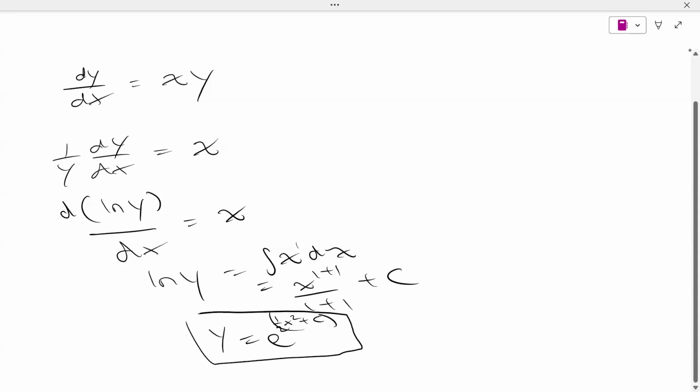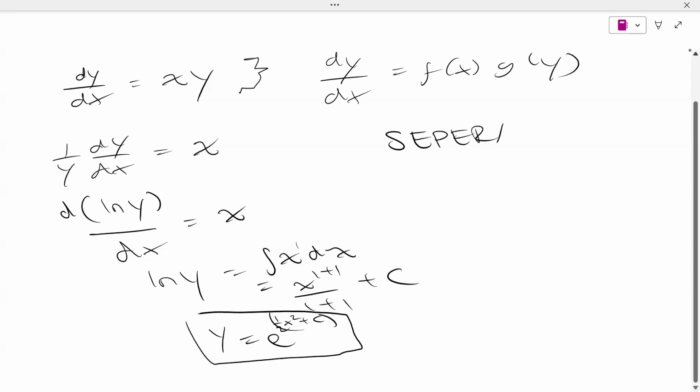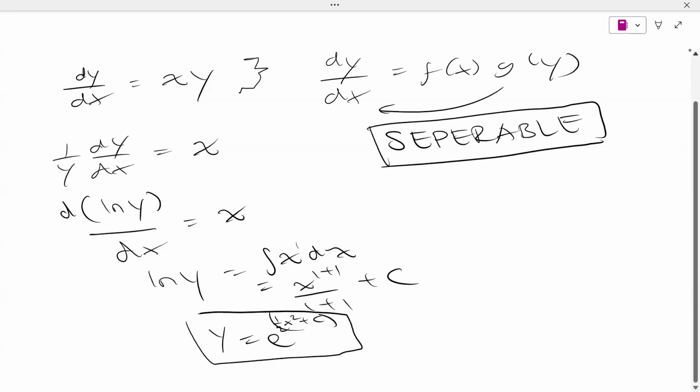Now these kinds of differential equations, consisting of some function of x multiplied by some function of y, are called separable. Because you see you can separate them, the y's with the y's and the x's with the x's.